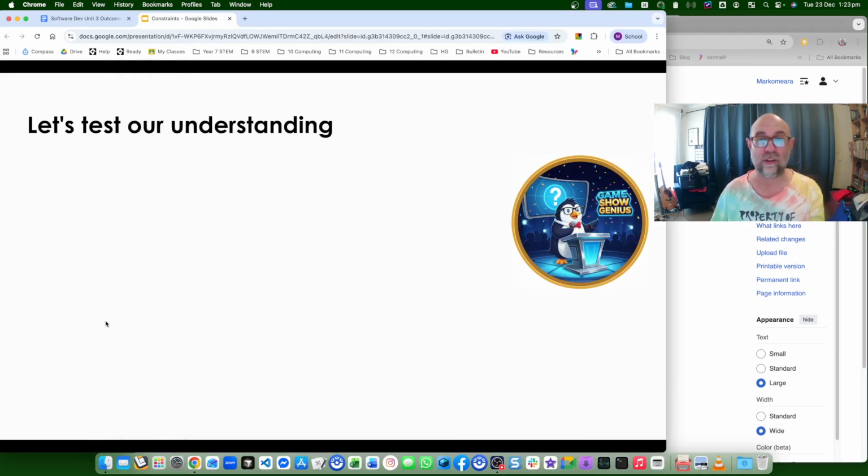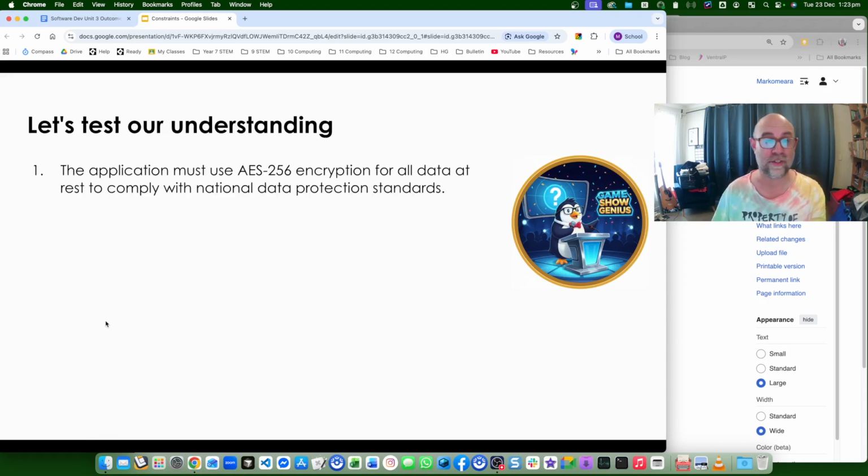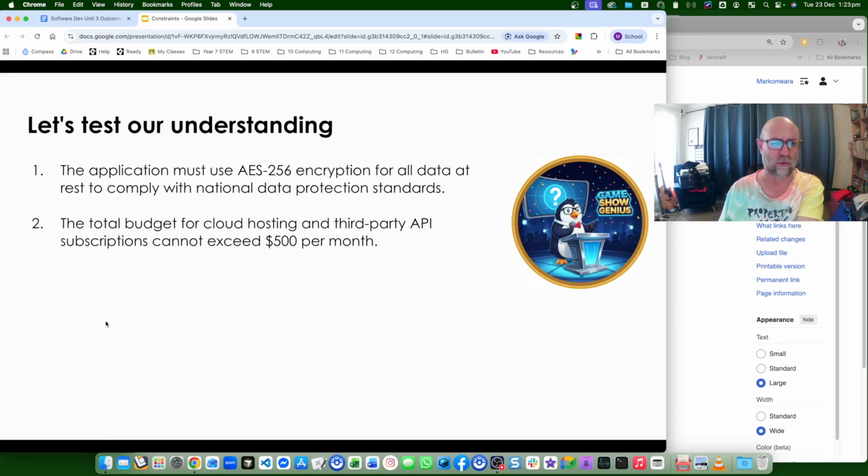Okay, let's have a quick look at our understanding and see if we can categorise these constraints into those four groups. The application must use this encryption for all data at rest to comply with the National Data Protection Standards. So that is a legal constraint. You might look at it first and think, oh, that's a technical constraint. It's certainly a requirement, a non-functional requirement, but it's simply saying, okay, we're constrained by these laws.